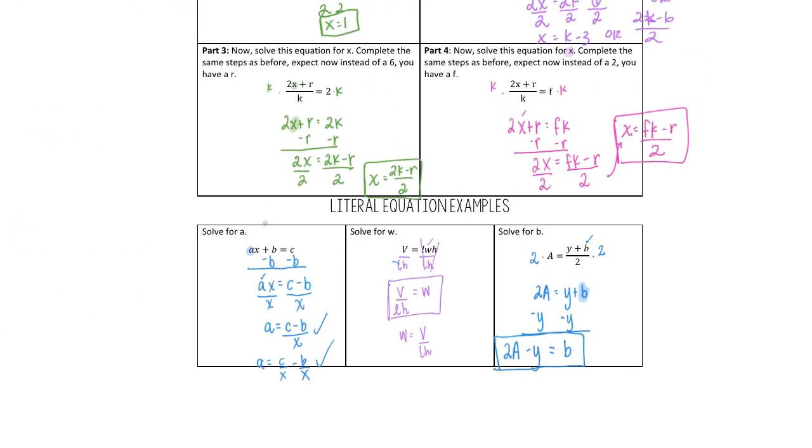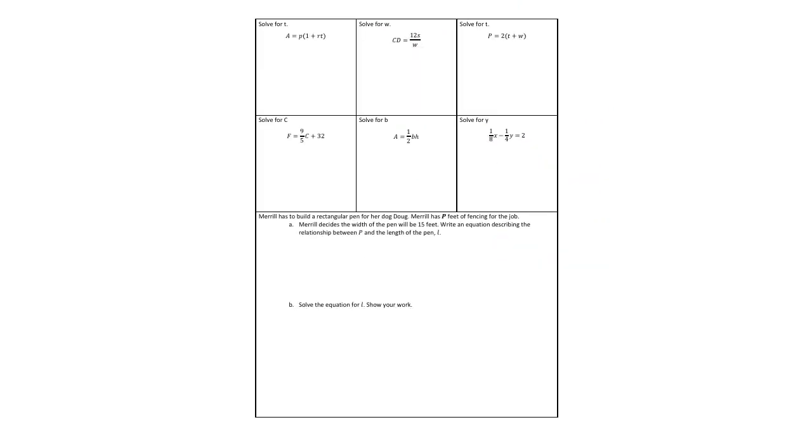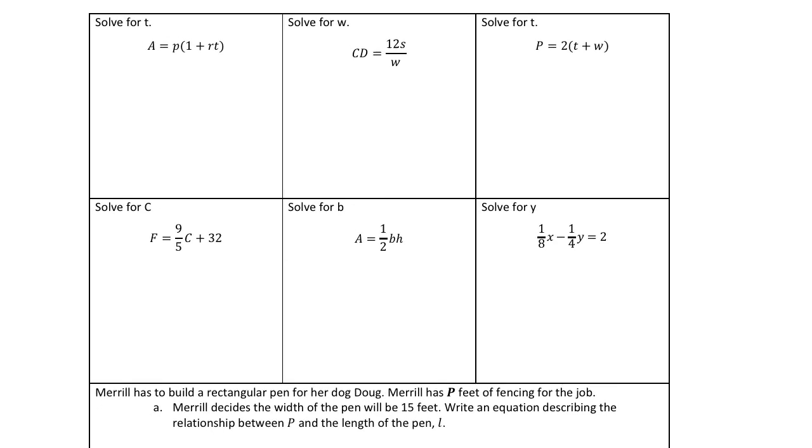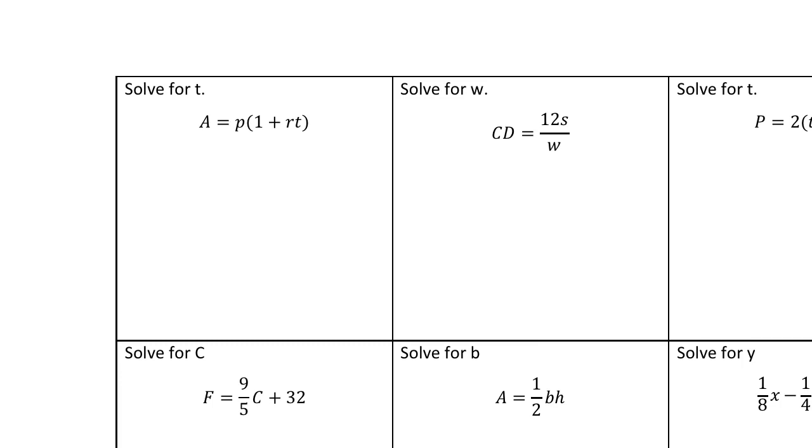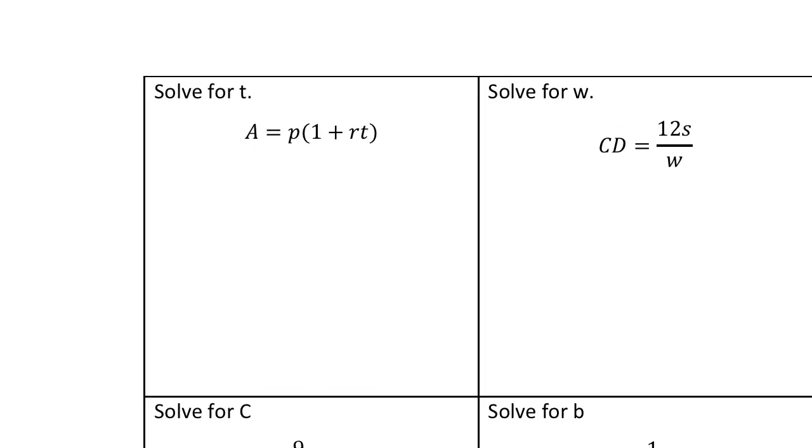Pause and go back to anything on the first page that you might need. We're going to go on to page 2. You'll notice in this first one on the back that t is inside the parentheses. It is all being multiplied by p. I would encourage you to first distribute.